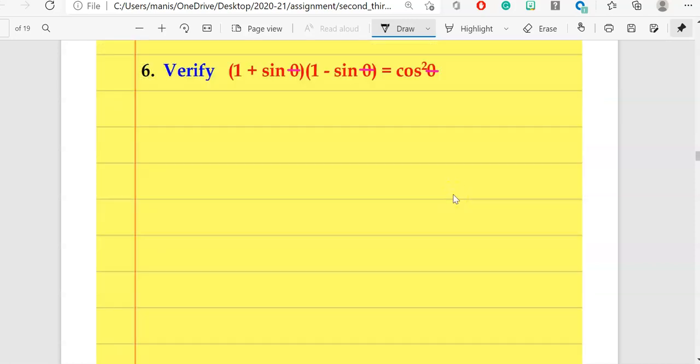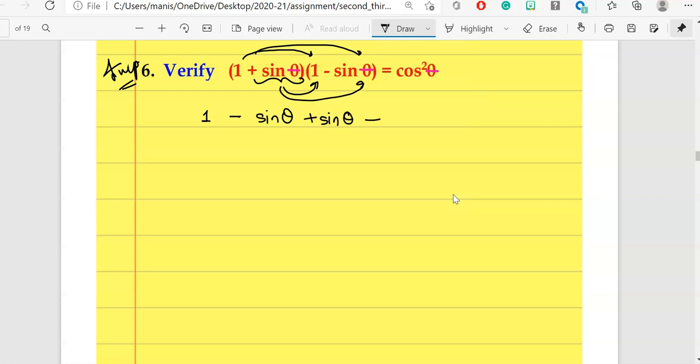Next question. Verify (1 plus sine theta) times (1 minus sine theta) is equal to cosine square theta. This is an important question. For this I will use the distributive property of multiplication. So what is 1 times 1? 1. Minus 1 times sine theta gives minus sine theta. Now I will multiply plus sine theta with this, so I will get plus sine theta, and then minus sine theta times sine theta, which is minus sine square theta.